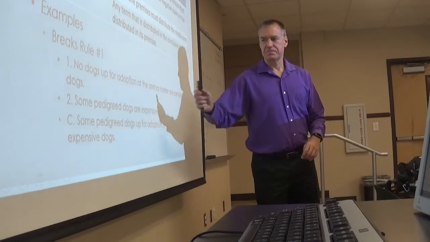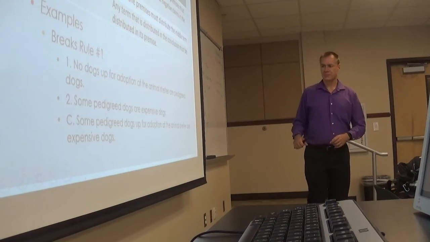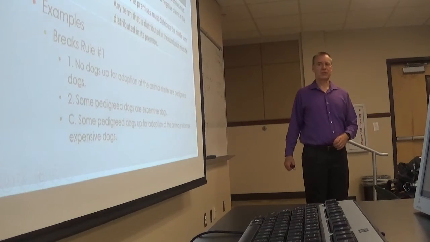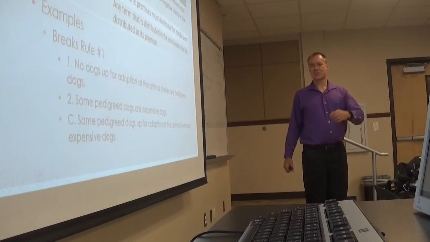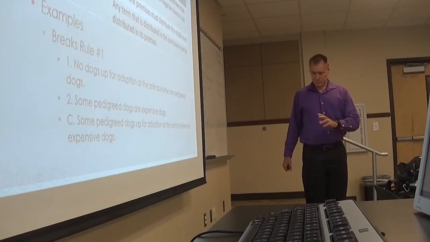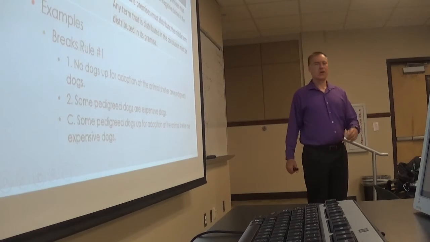So we can take example number 1. Premise 1: no dogs up for adoption at the animal shelter are pedigree dogs. Premise 2: some pedigree dogs are expensive dogs. Conclusion: some pedigree dogs up for adoption at the animal shelter are expensive dogs.